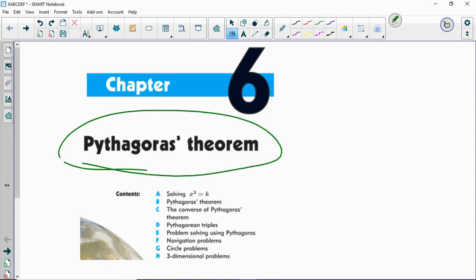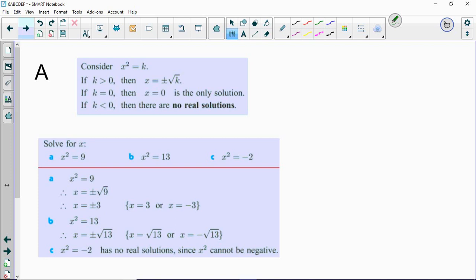Same thing. This video is going to take on the first 6 sections, but you'll see there's hopefully not too much there that you haven't seen before. So let's begin with solving x squared equals k.